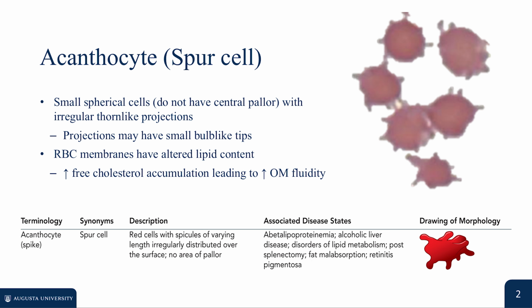The underlying pathophysiology stems directly from an altered membrane lipid composition. Specifically, there is an accumulation of unesterified free cholesterol in the outer membrane leaflet. This excess free cholesterol increases outer membrane fluidity, generating these asymmetric, spiky projections. Clinically, acanthocytes are strongly associated with severe liver disease, such as spur cell anemia, as well as abetalipoproteinemia.